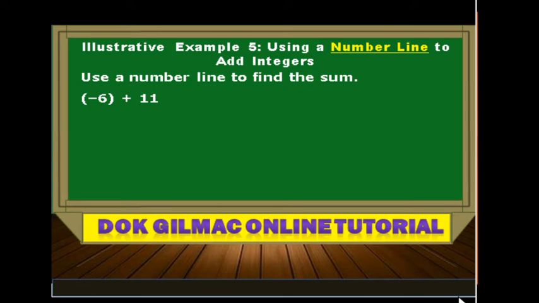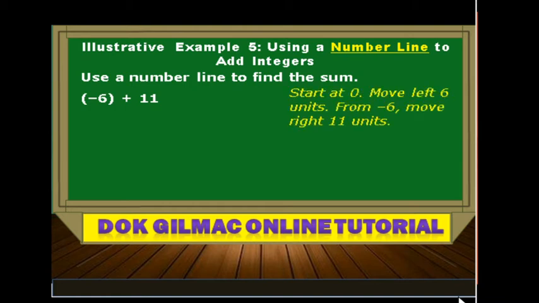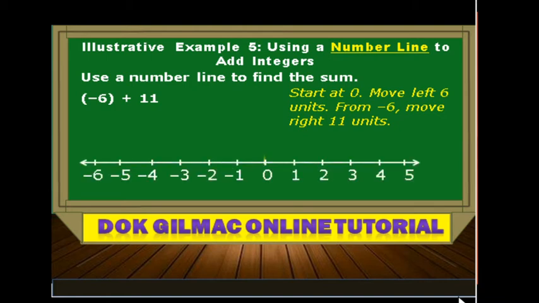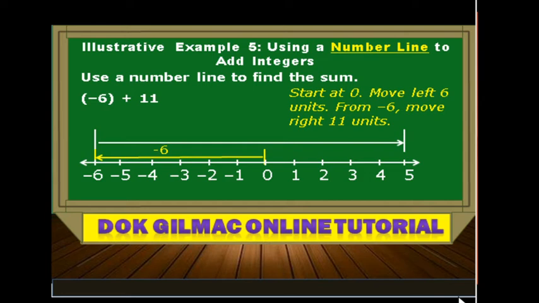Let's have example number 5. Use a number line to find the sum of negative 6 plus 11. Start at 0, move left 6 units, and from negative 6, we move right 11 units. So as you can see here, it stops at positive 5. So therefore, negative 6 plus 11 is equal to positive 5.